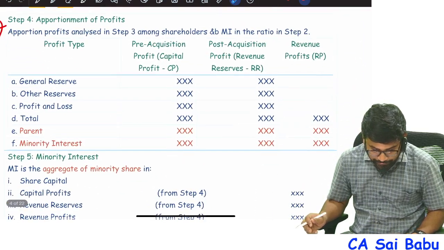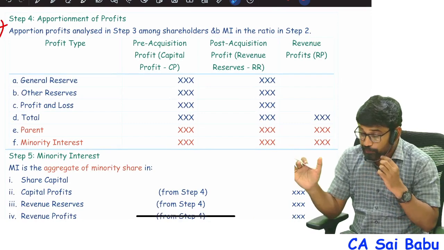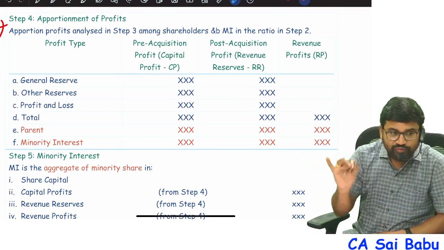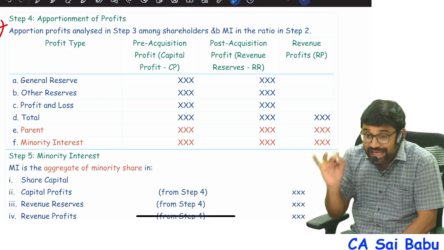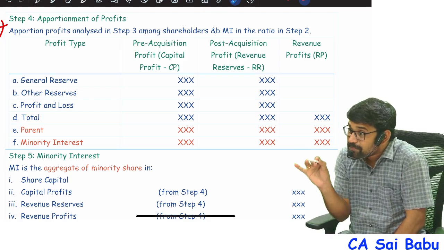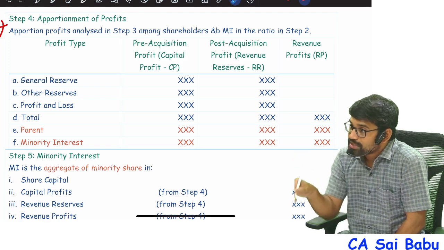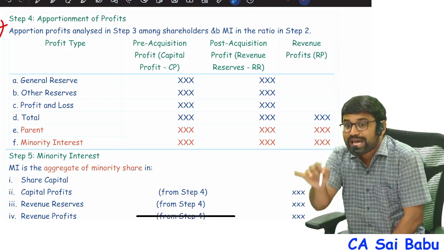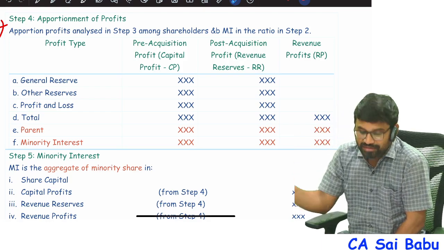Next, see step number 4, sir. I will come back to step number 3. Those important adjustments I will explain. Sir, once you analyze the subsidiary company profits into pre-post, then what you need to do is, this subsidiary company profits is apportioned between the shareholders of subsidiary company. Who are the shareholders of subsidiary company? Parent and minority interest. So therefore, see this.